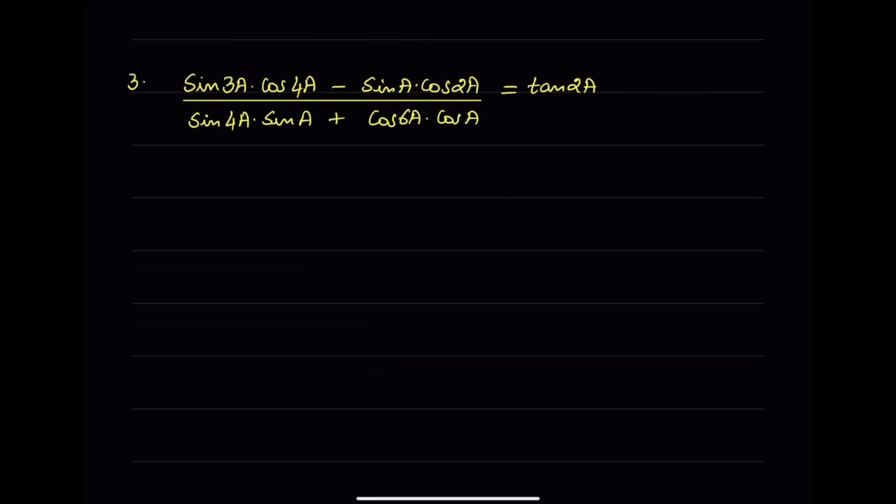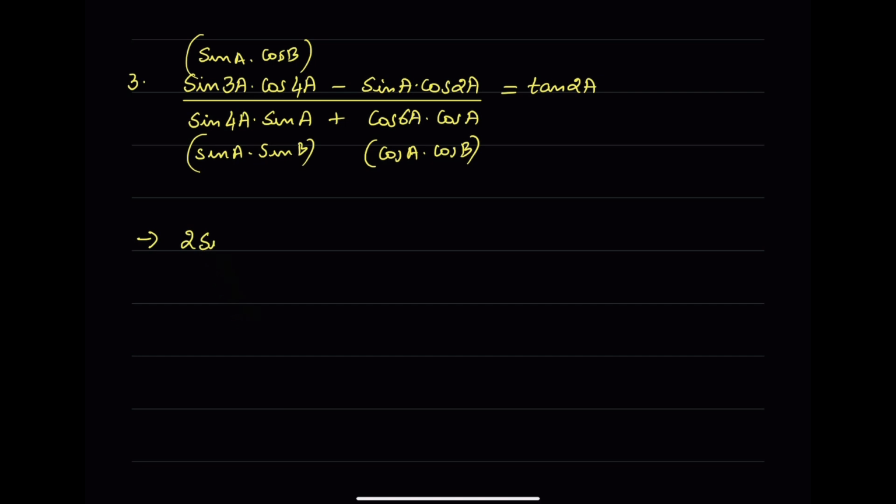In the third question, we have to prove that sin 3a cos 4a minus sin a cos 2a, the whole thing divided by sin 4a sin a plus cos 6a cos a will be equal to tan 2a. So in the question, we have formats of sin a cos b, and another format we have is sin a sin b, and the other one we have is cos a cos b.